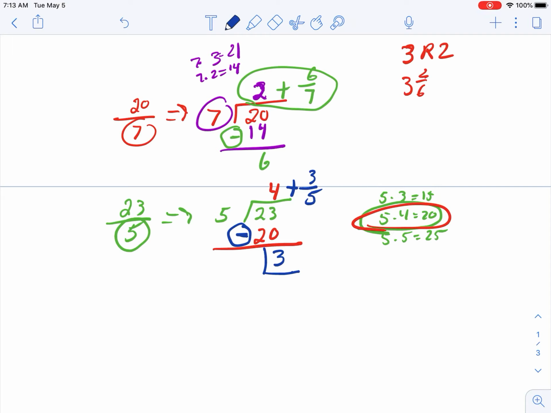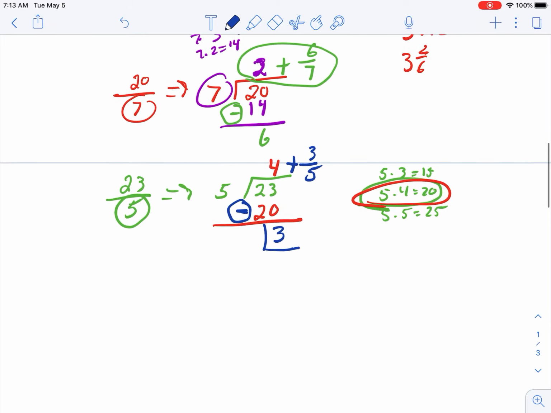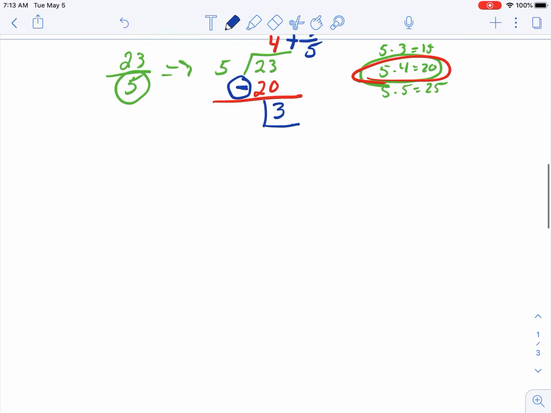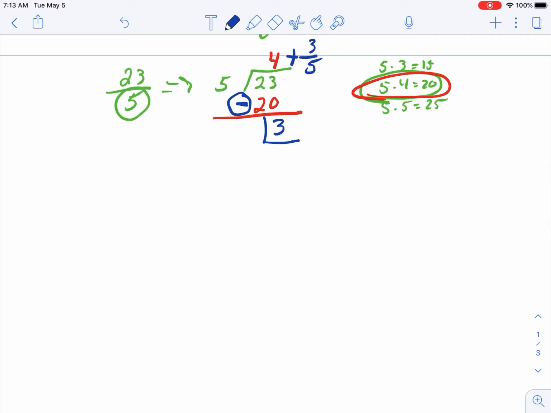All right, let's try this with some polynomials now. I'll leave that there so we can use it as an example. I have x squared plus 8x plus 7, and I'm going to divide this by x plus 7. So what does that imply? Well, I'm going to put x plus 7 on the outside.